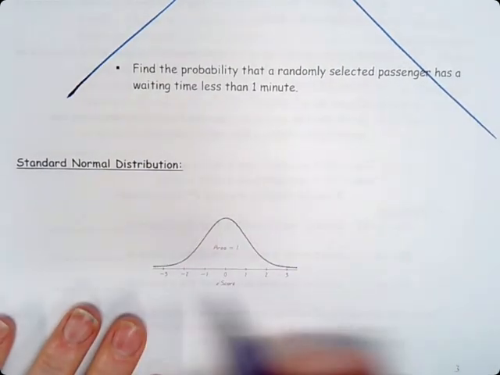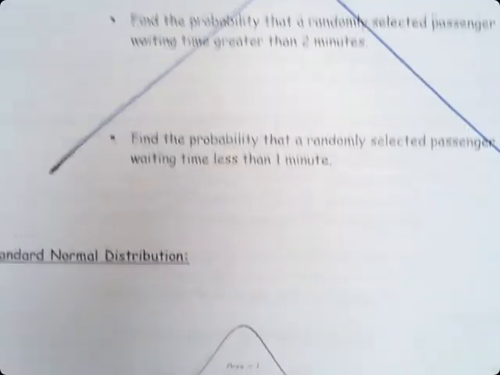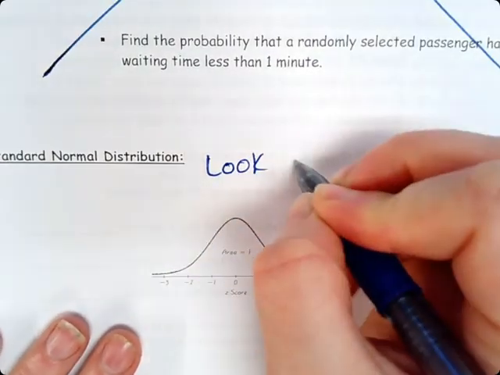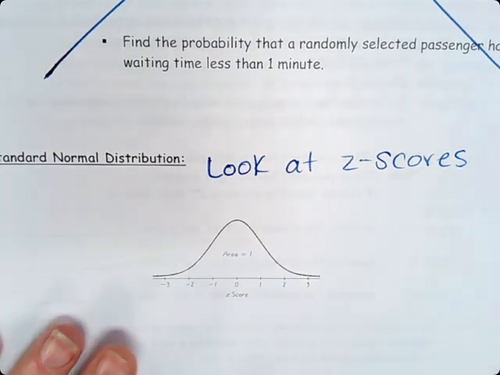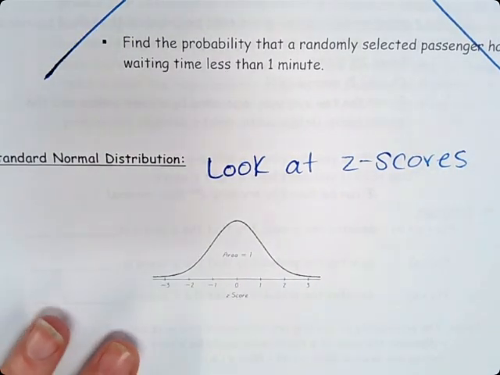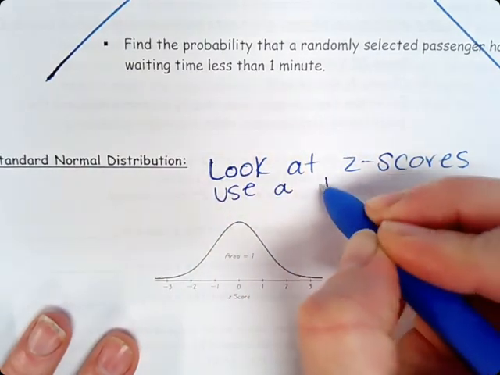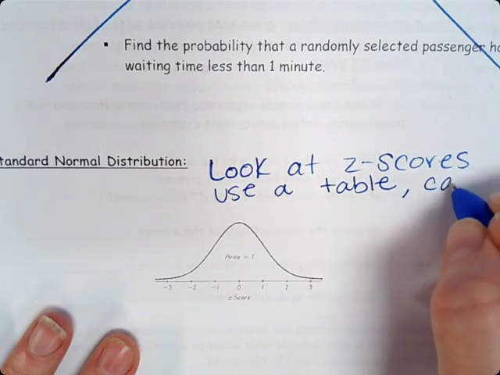Okay, so we have the standard normal distribution. We are going to look at z-scores. We are also going to use a table, and I handed that out. And we can also use the calculator.